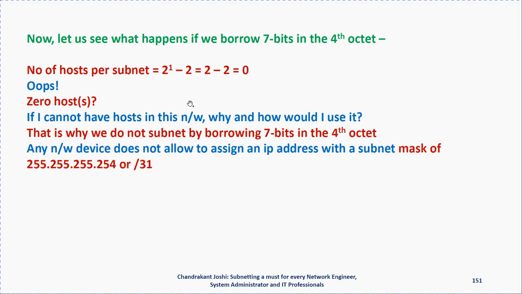You remember in the beginning I had told you that in the 4th octet we cannot borrow 7 bits, or we cannot have /31 as the prefix length. This is the reason, because I cannot assign any host in this particular network. If we borrow 7 bits we cannot have any hosts. That is why this is not allowed.